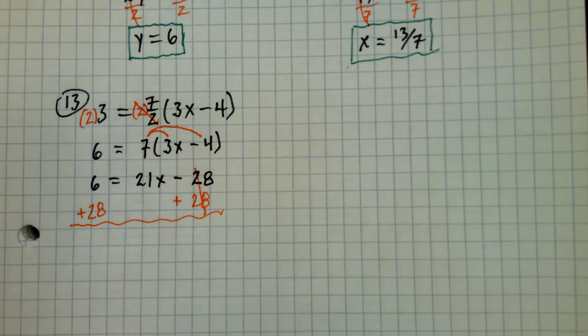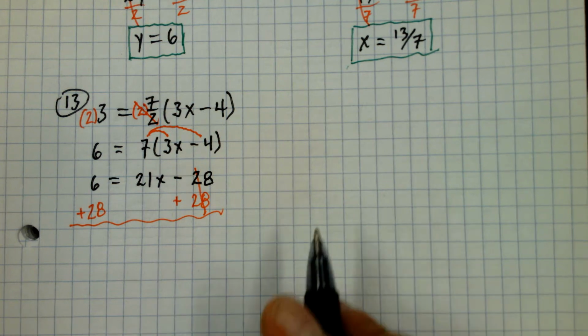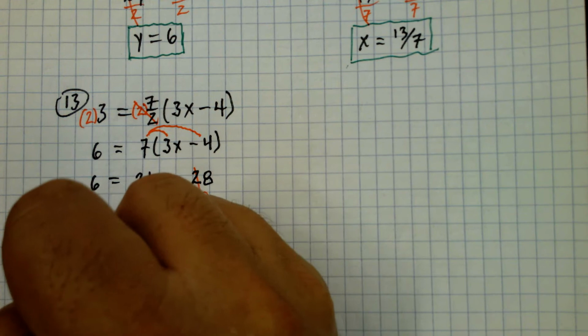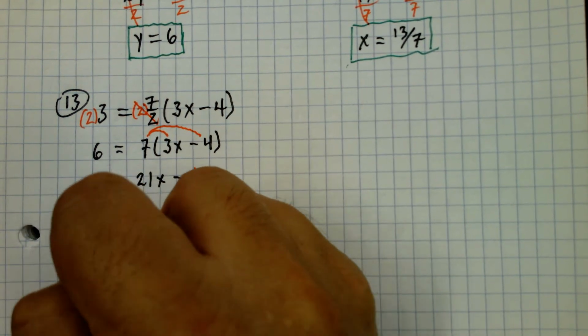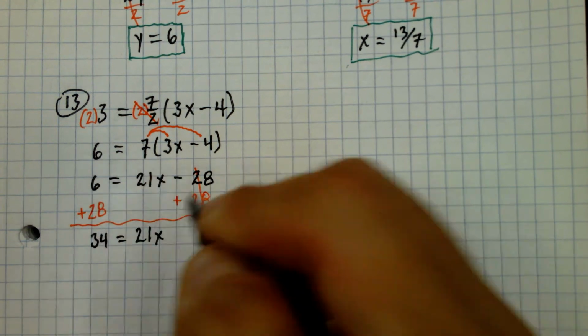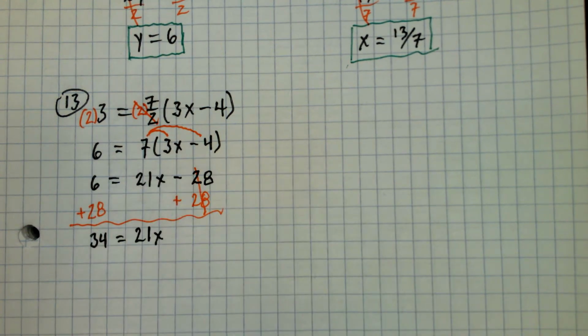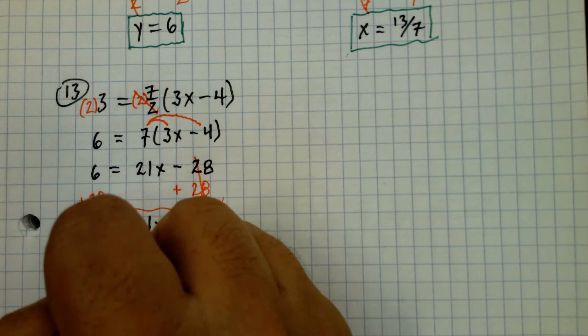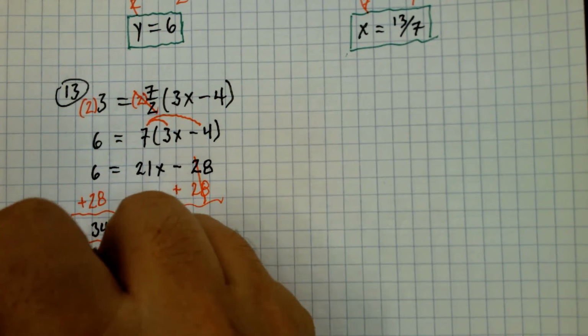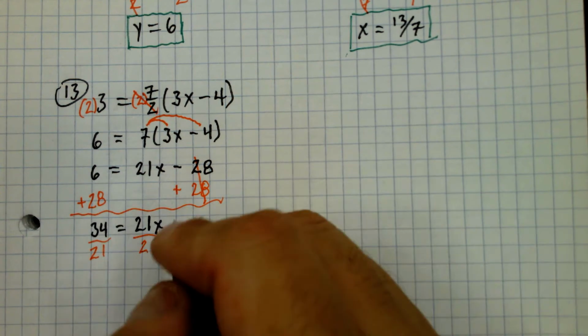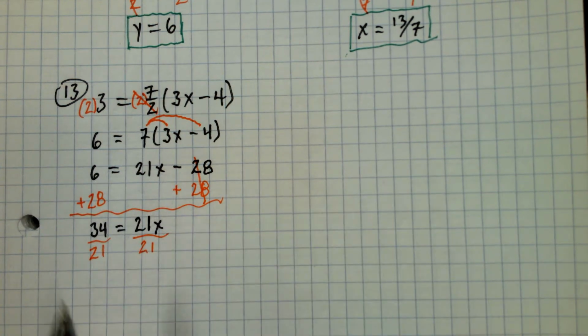All right. So let's see what that gives us. 6 and 28 is 34 equals 21x. Want to get rid of 21. So I'm going to divide because it's multiplying. And let's see what we get.